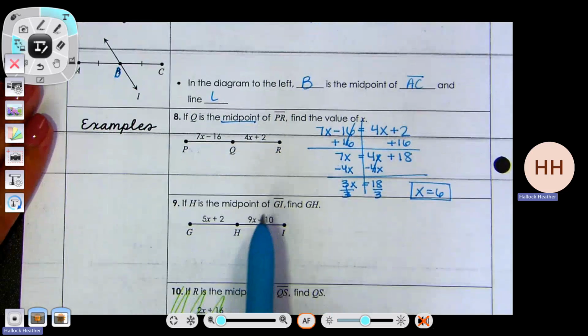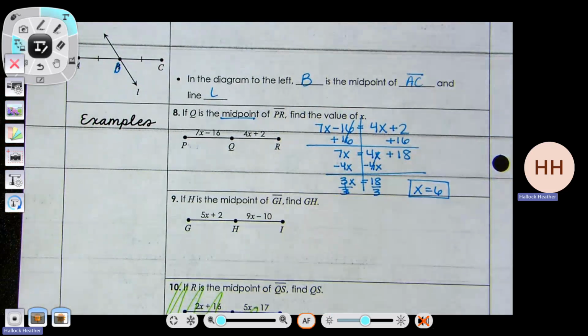So take a minute, try number 9. You're setting them equal to each other. The equal sign's going right smack dab in the middle. You're solving for x, and then you will have to plug it back in. But try to find x first. Last question, and then you can work on your homework for the last like 15 minutes.